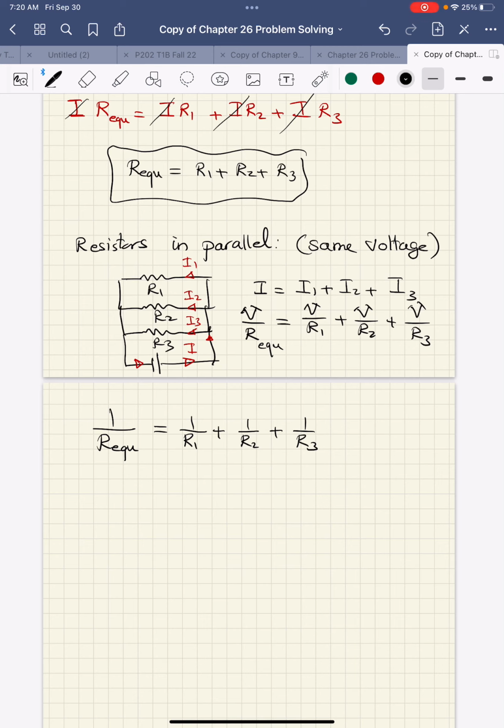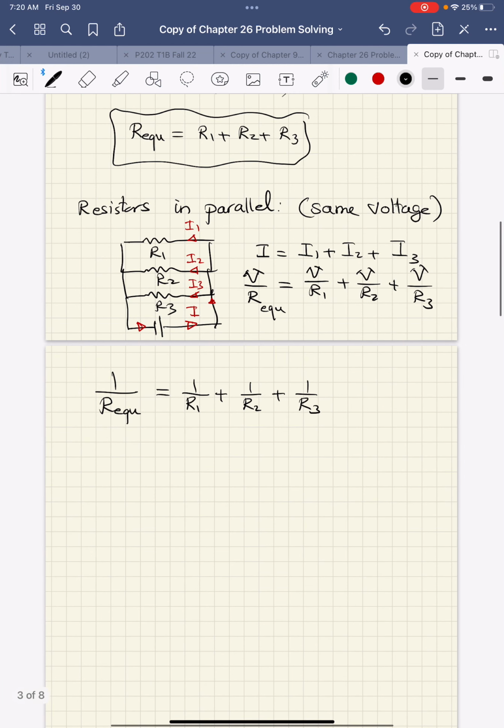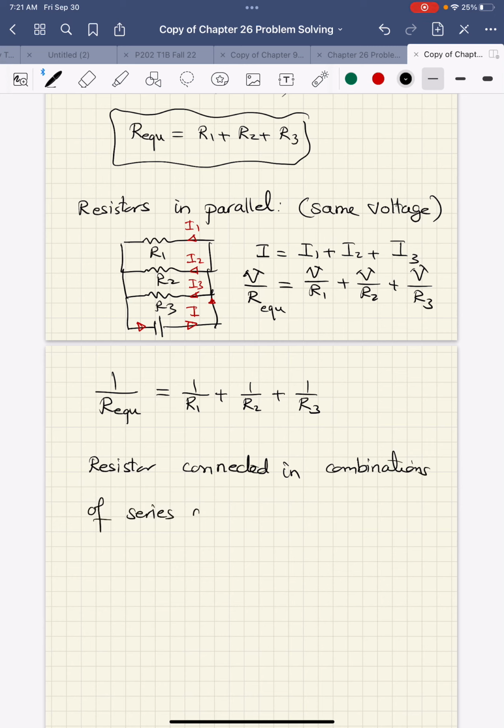Now sometimes I will have a combination. We might have resistors connected in combinations of series and parallel, and therefore I need to recognize what the arrangement is and work on it.